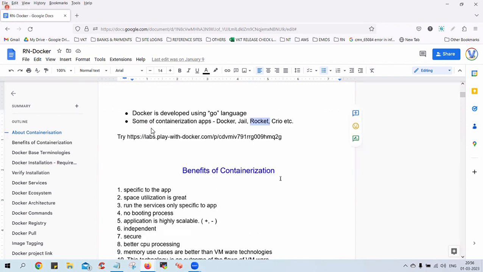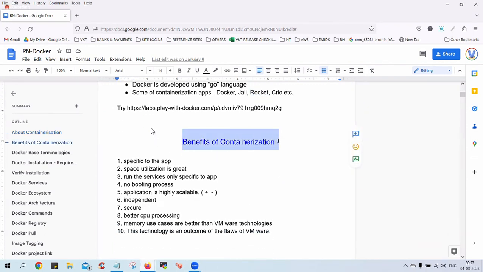Got it? Nice. Then if you're talking about the benefits of containerization, which is one of the very popular questions: what happens when you host the application on containerization? So containerization technology is specific to the app. Space utilization, we are using it great. So we only run the services specific to the application. No booting process. This is another benefit, because containerization technology, though we said it is a mini kind of stuff, does not involve the booting process. That's the reason when you fire the application, it quickly comes up in a fraction of a second.